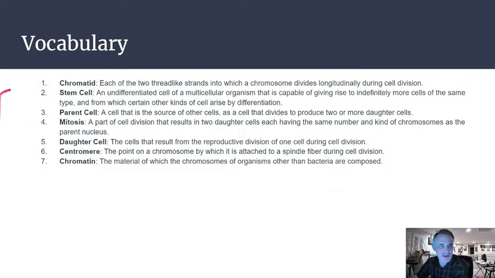A little bit on some definitions. You'll need to make sure that you know what chromatids are, stem cells, we kind of talked about that last week, parent cell, mitosis, daughter cell, centromere, and chromatin. Again, this vocabulary can be found on Canvas as well.